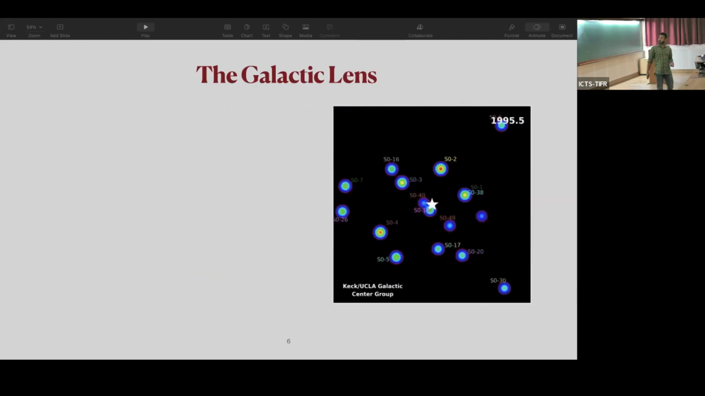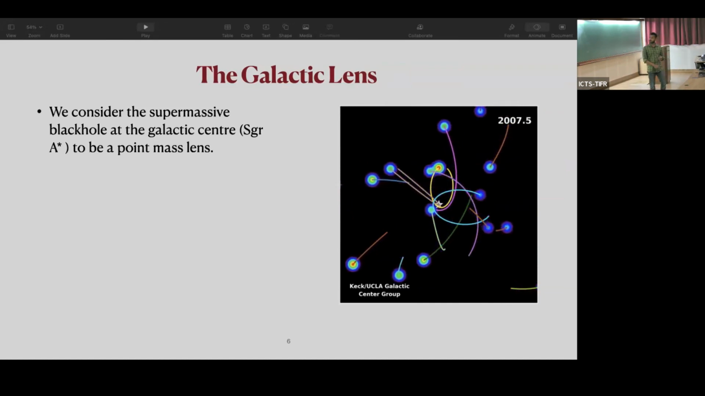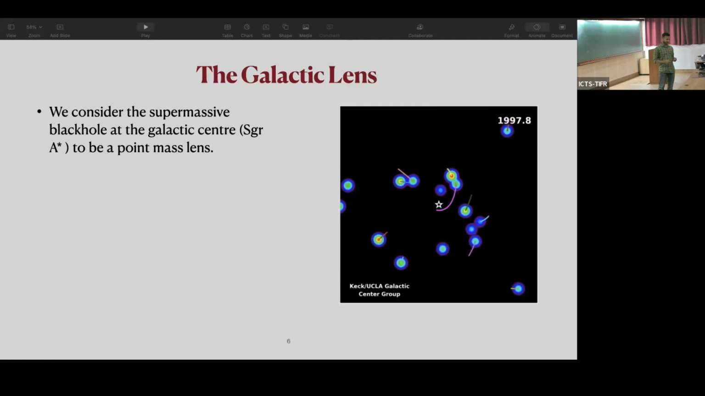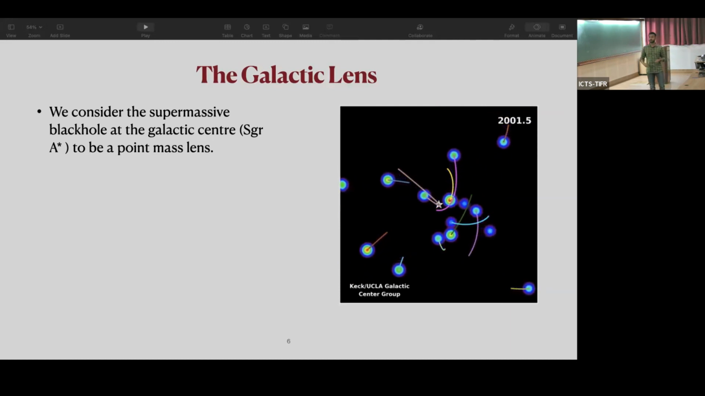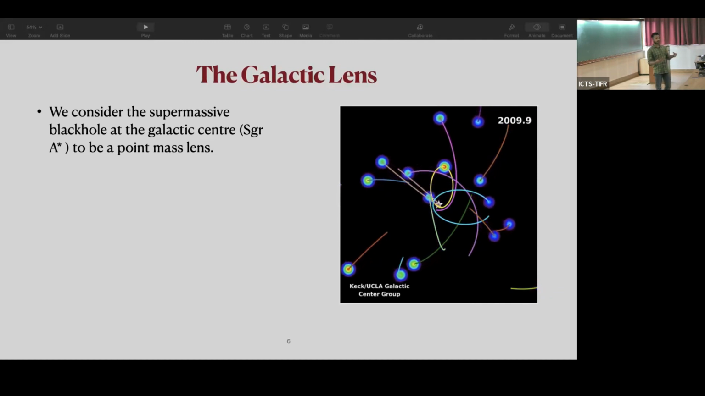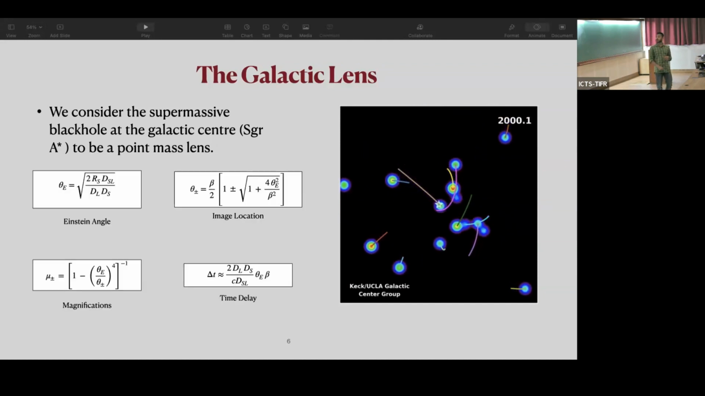This is also what got the Nobel Prize in 2020. Andrea Ghez and Reinhard Genzel were awarded the Nobel Prize for this observation. So we consider this to be our lens. This star is called Sagittarius A star, and we consider it to be our point mass lens. There are other kinds of lenses, like galaxies and galaxy clusters, which are extended objects, but for all intents and purposes, you can consider them to be point mass lenses.